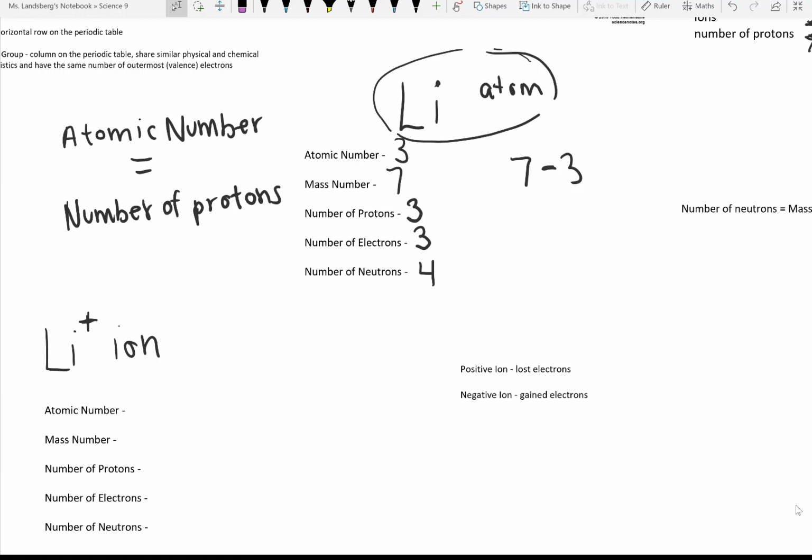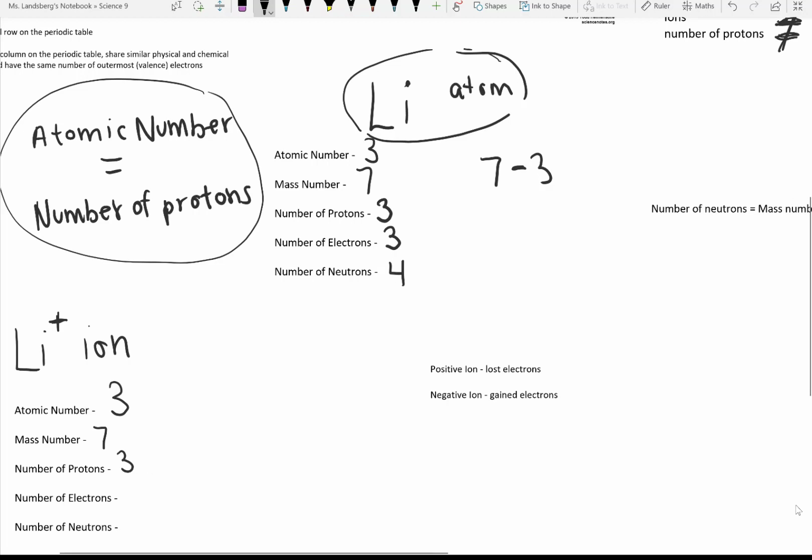Now we will do the same thing for the lithium ion. The only difference between ions and atoms is that they do not have the same number of electrons. So again, atomic number, we still have 3. It is the same element, atomic number 3. Mass number, same again, 7. Number of protons. So atomic number always equals number of protons, even if it's an atom or an ion. 3.